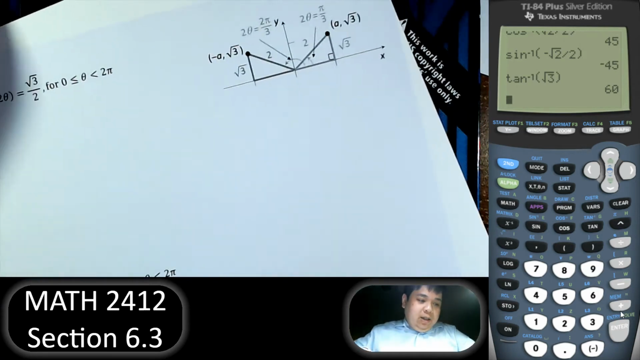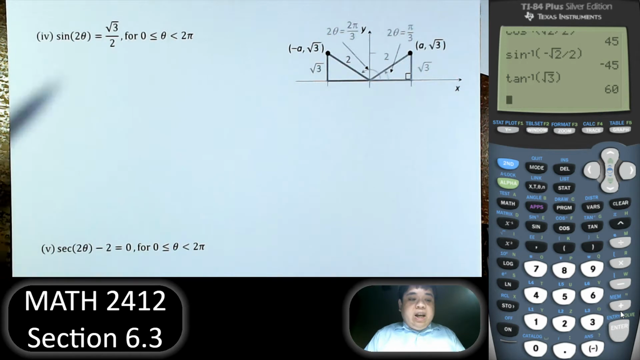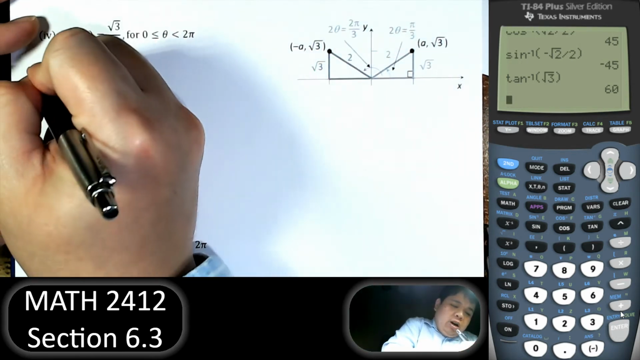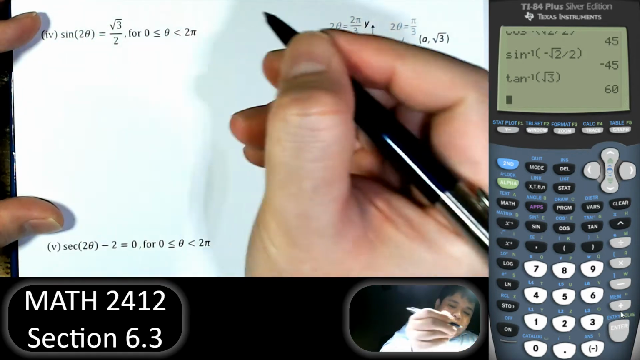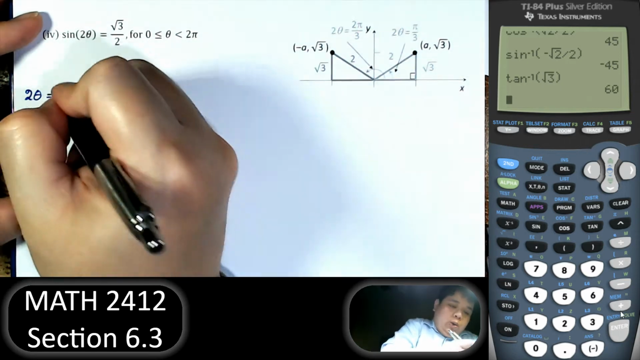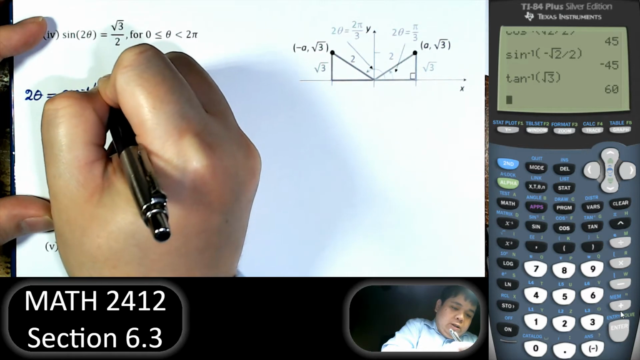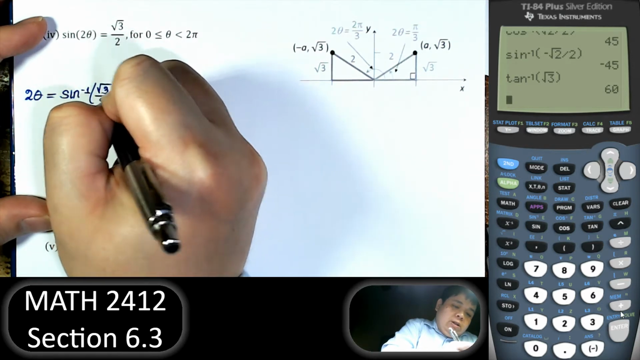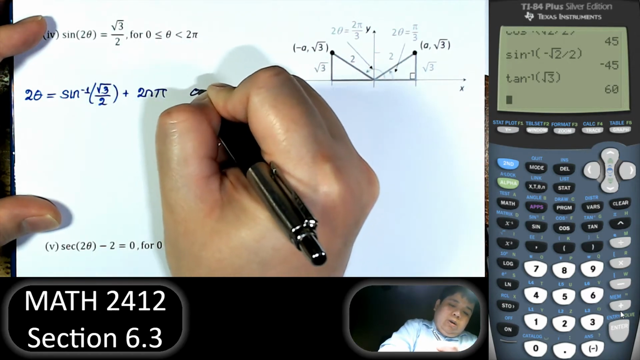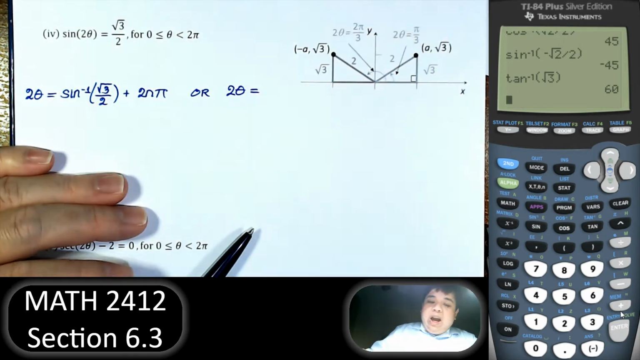Right. Now one more of this. Sine of 2 theta equals square root of 3 over 2. Once again, the solution is between 0 and 2 pi. Right. So, for sine, we have 2 theta equal to the inverse, and then 2n pi. Or, for the sine, we also have the supplement.